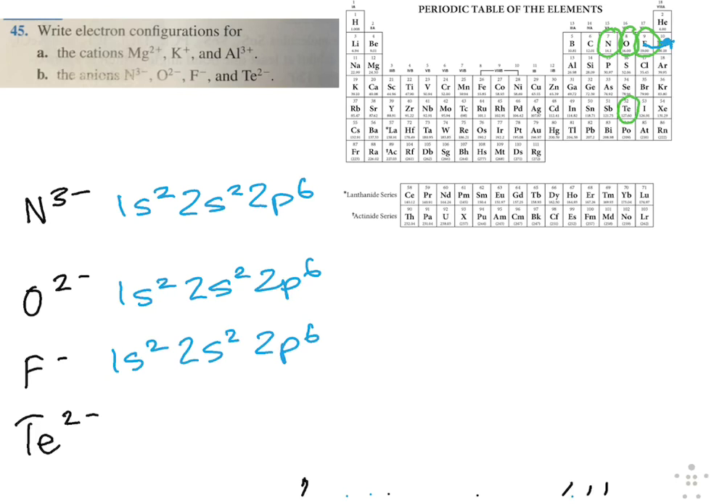Telluride is different. It's got a 2- charge, but gaining 2 electrons brings you over here to xenon. So if I'm writing the configuration for xenon, that's too big to go longhand, so we'll keep it short. It's going to start with krypton, the noble gas before it, and then we're going to go 5s2, 4d10, 5p6.